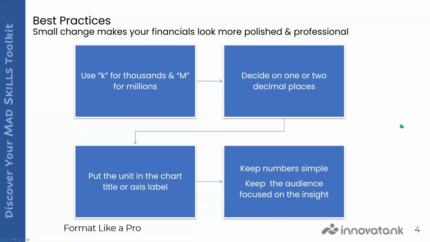In terms of some best practices, use K for thousands, M for millions. Decide on 1 or 2 decimal places based on the context that you're working with. Put the units, thousands or millions, in the chart title or the axis label when possible. Keep the numbers simple so the audience focuses on the insight and not the zeros. This small change makes your entire financial section look more polished and professional.